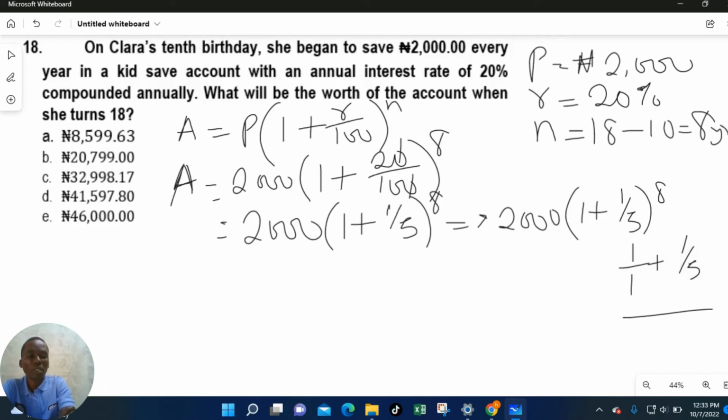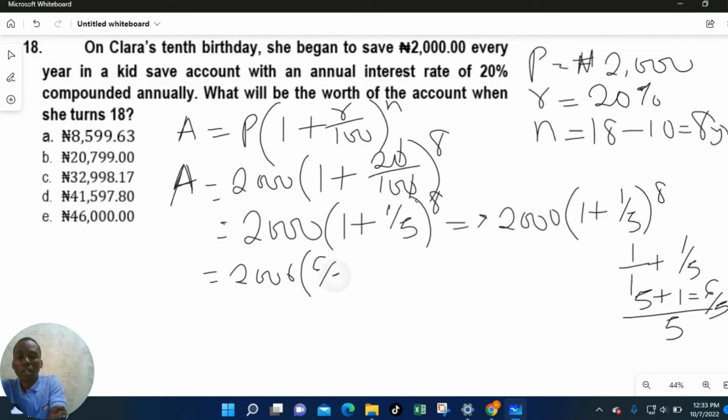Let's simplify that first. We're going to have the common term; the LCM is 5. 5 divided by 1 is 5, 5 times 1 is 5, plus 5 divided by 5 is 1, 1 times 1 is 1. So this will give us 6 over 5. So we are going to have 2,000 into brackets 6 over 5, raised to power 8. So we are simplifying it gradually.